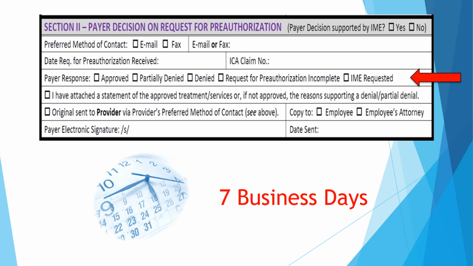Then you have 7 business days to make a decision as to whether you're going to approve, partially deny, or deny the treatment or services requested in that Section 1 request. If you deny or partially deny treatment or services in a Section 1 request, you also must send that partial denial or denial to the injured worker and their legal representative if they have one. So please don't forget that part of it.